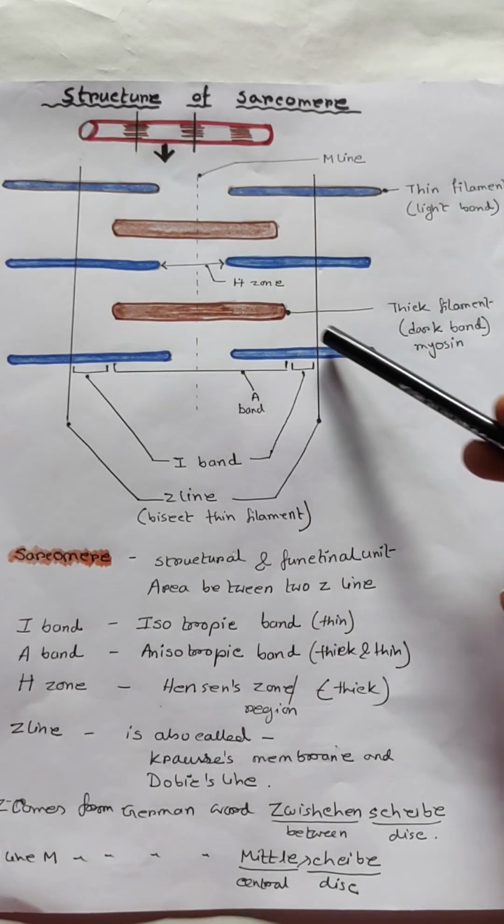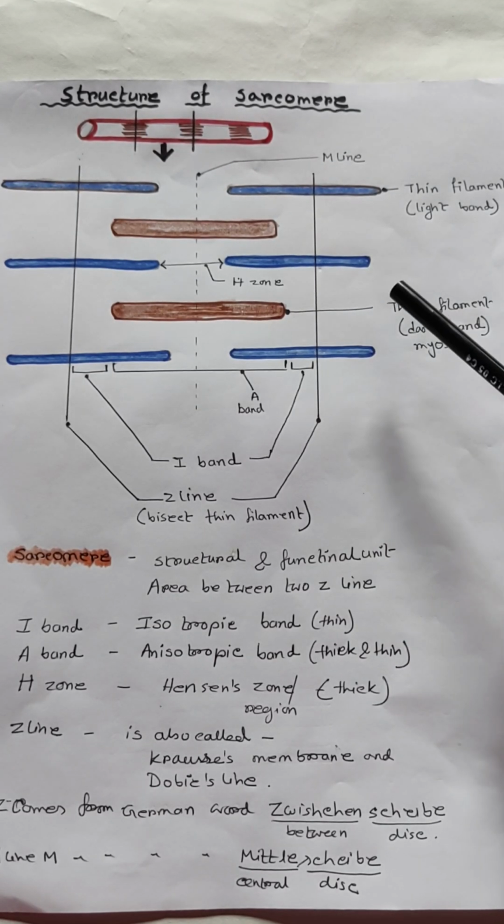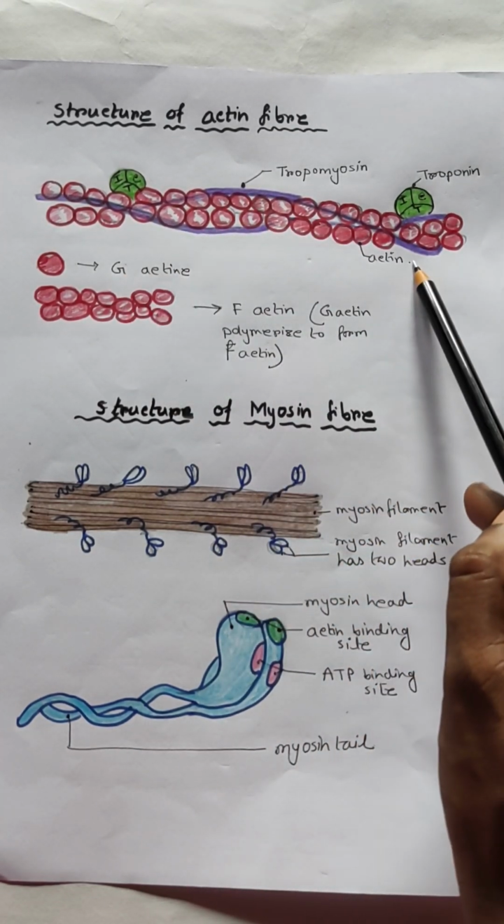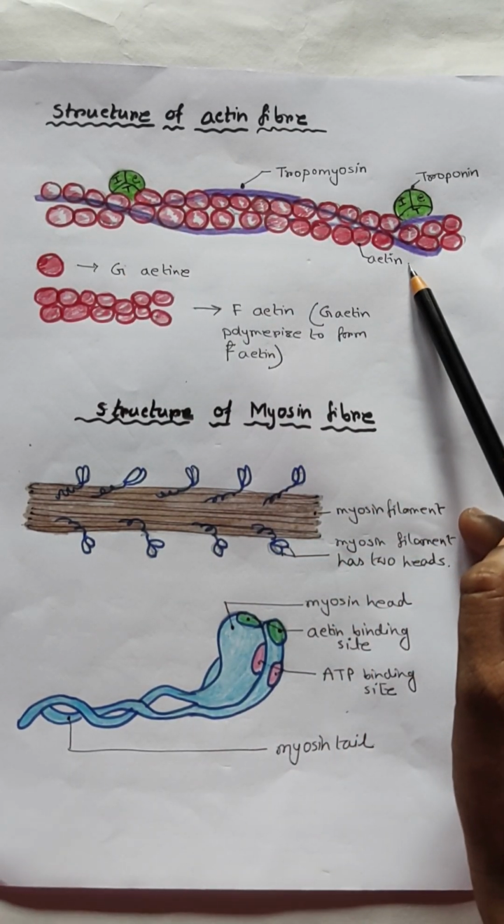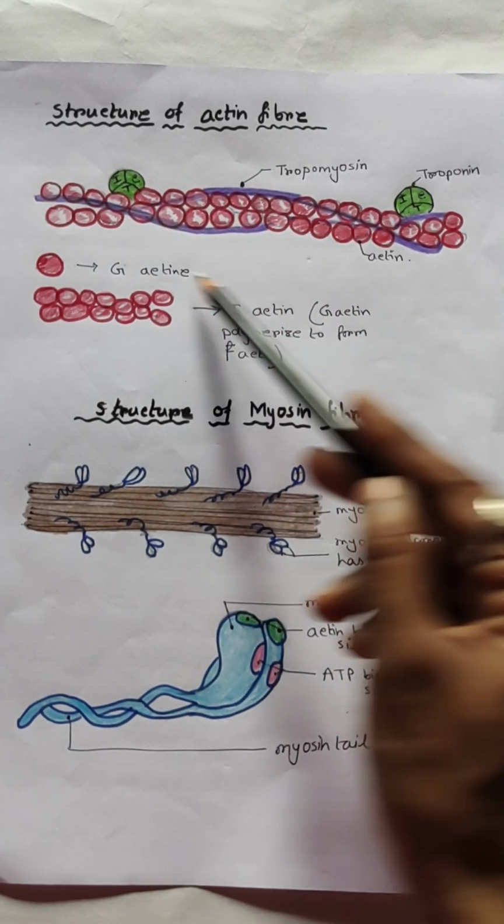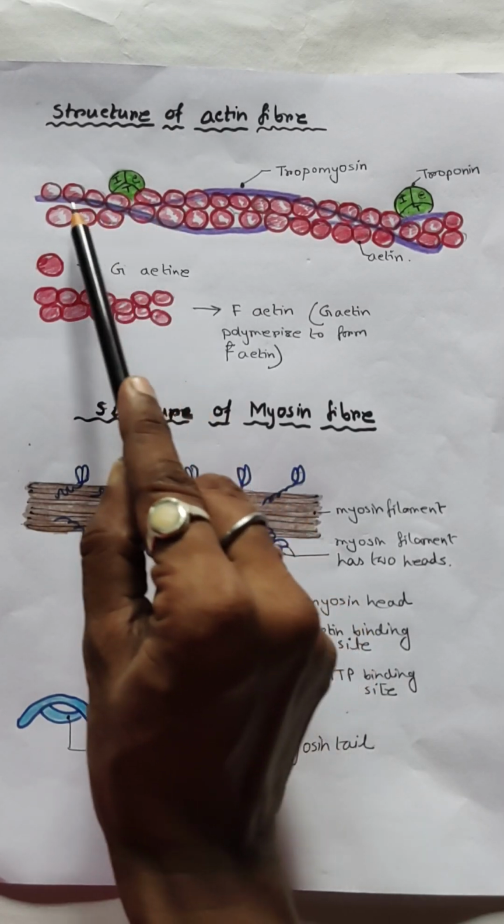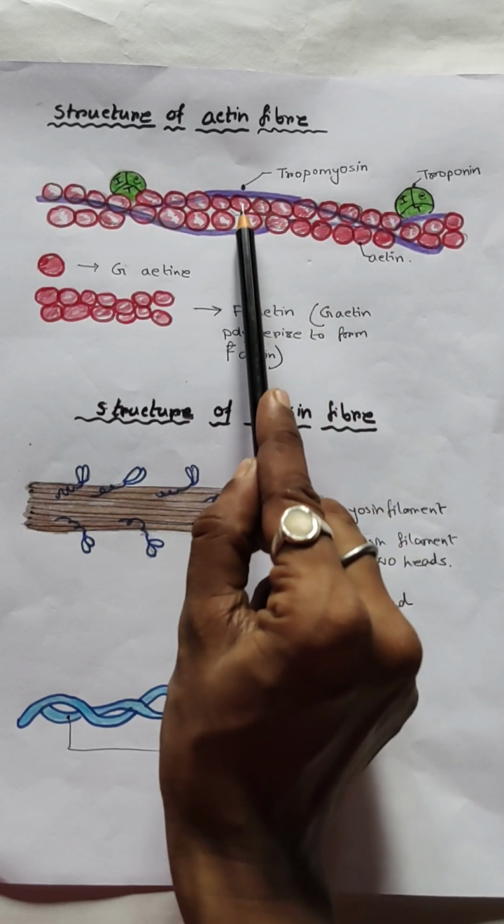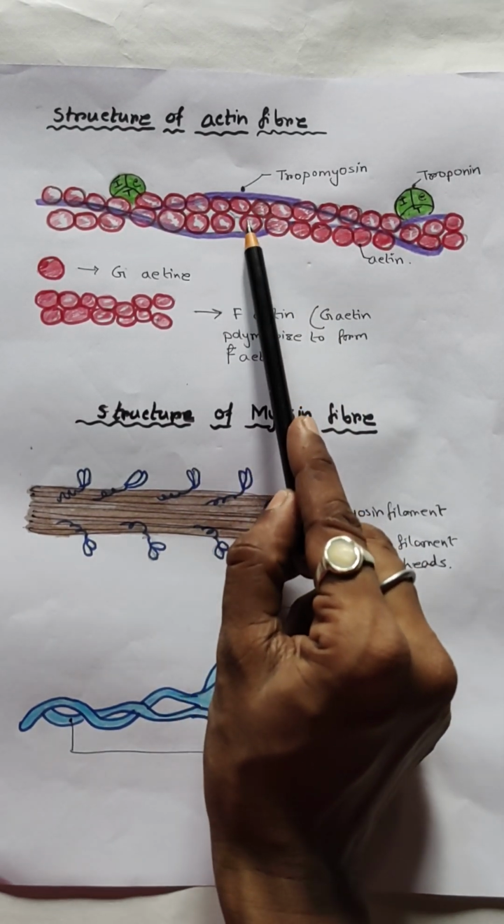Now I am coming to the details of these two filaments, the thick filament and the thin filament, because they are made up of proteins. These proteins, actin and myosin, are called the contractile proteins. So let's come to the structure of the actin fiber. It is made up of two polypeptide chains intercoiled with each other to form a double helix. This is one polypeptide chain, and this is the other polypeptide chain.